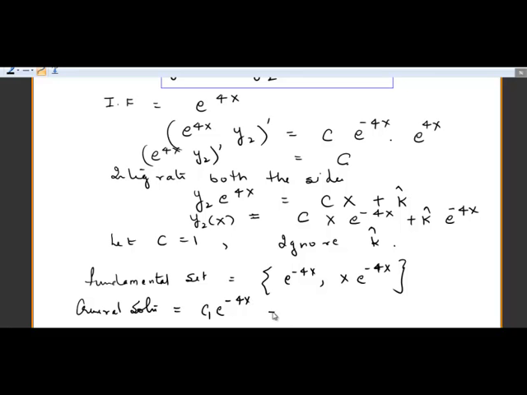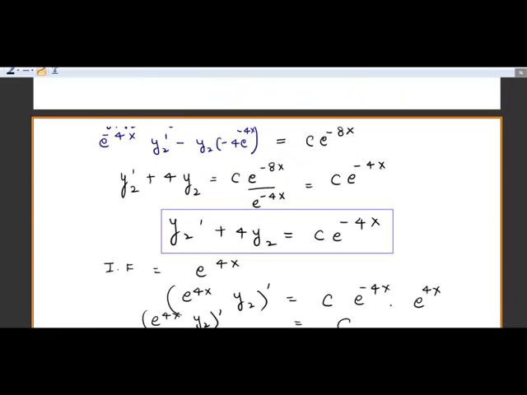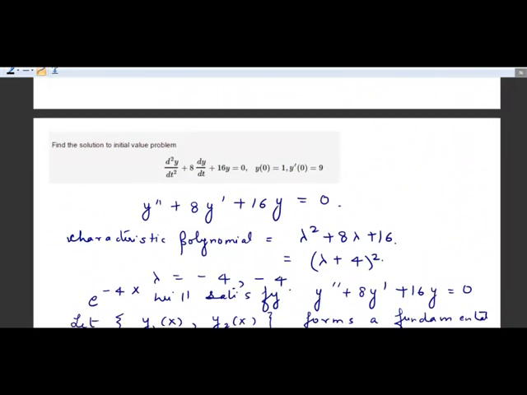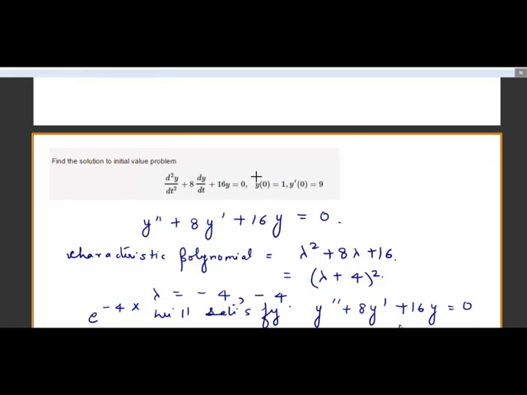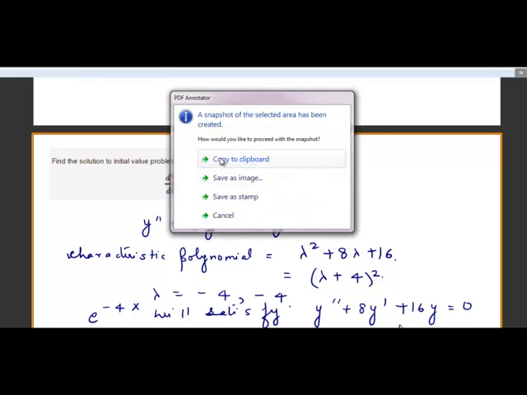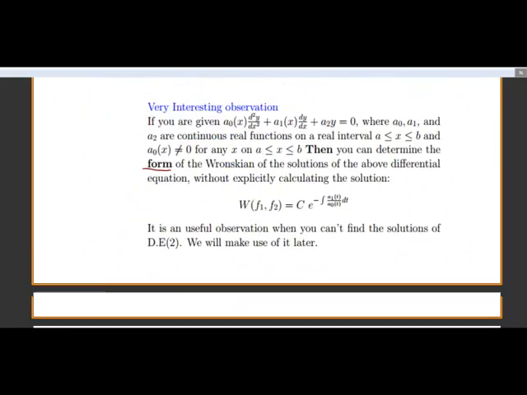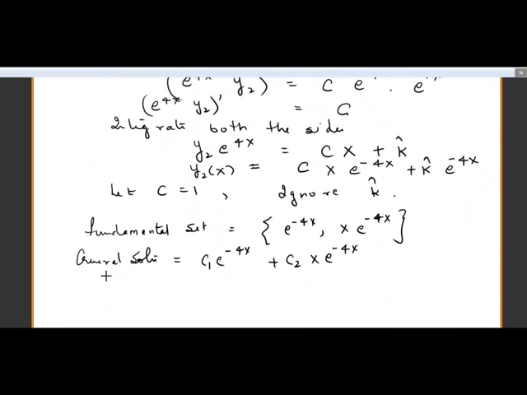Now your popper is: you plug in the initial condition which is in this problem and get me the exact solution of this problem. And your initial condition is right up here. And let me paste it on the next page. So you finish this problem by plugging these initial conditions into this solution and get me C1 and C2 and get the unique solution.